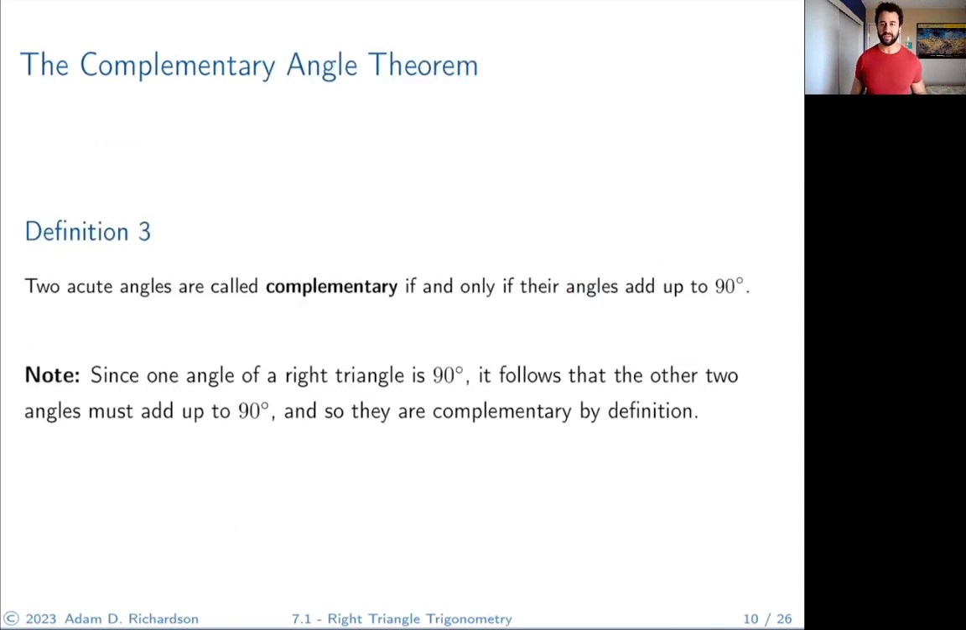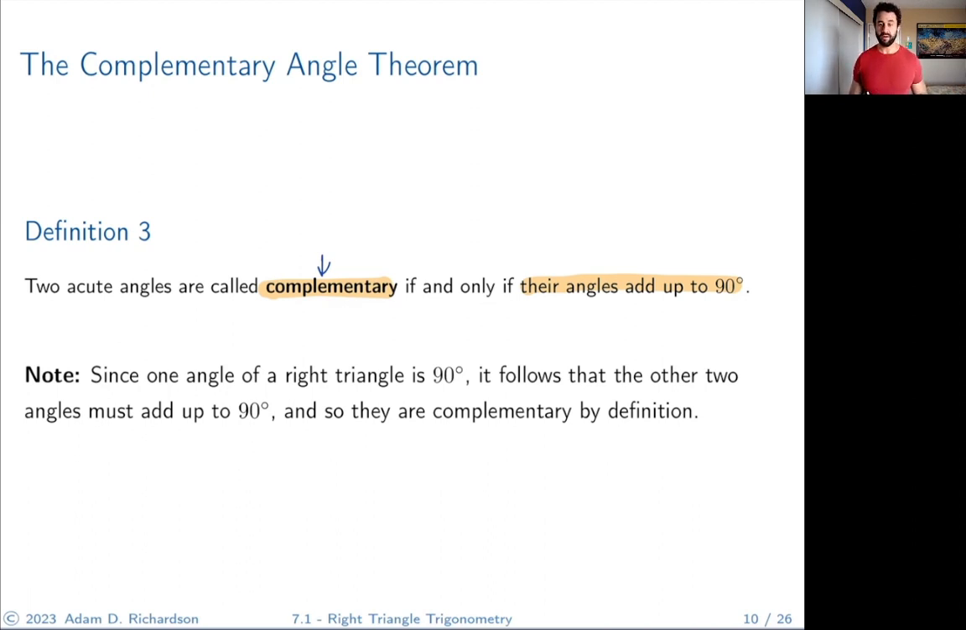Okay, so now let's talk about the complementary angle theorem. We say that two acute angles are complementary if and only if their angles add up to 90 degrees. So that's what we mean by complementary. Notice that the spelling of this word complementary is different than a compliment you would give someone. There's an E here instead of an I. So we are talking about complementary angles, and complementary means they add up to 90.